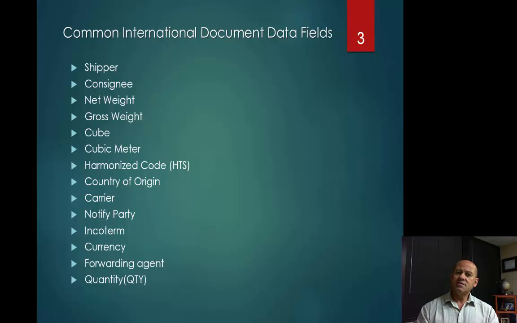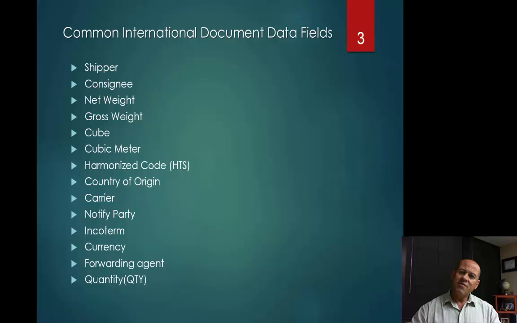So, in this lesson, I'd like to go over international documentation. A lot of errors, a lot of mistakes, a lot of shipments and transactions have had problems because of bad documentation. Most of the time, international importers and exporters don't really see the goods. What they see is the documents associated with those goods. So it's very important to have accurate documentation.